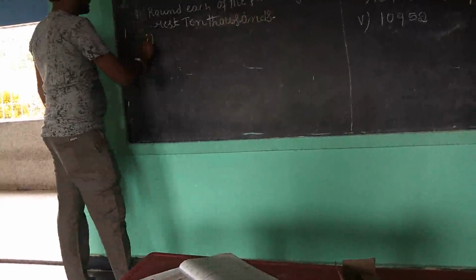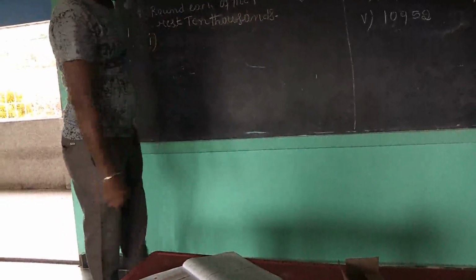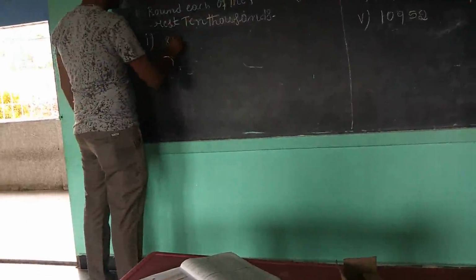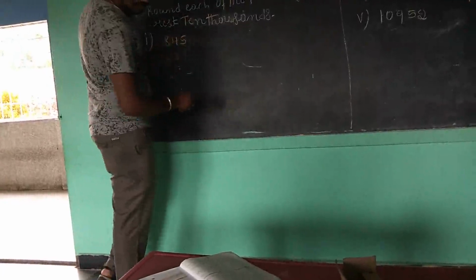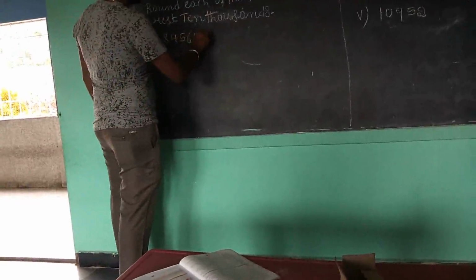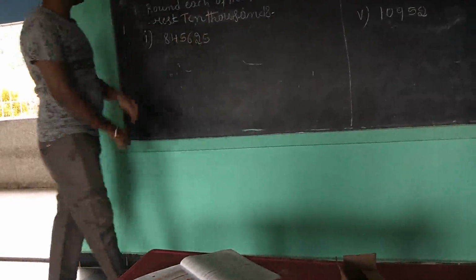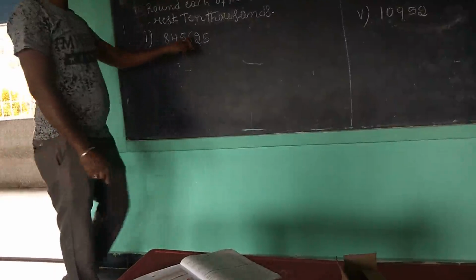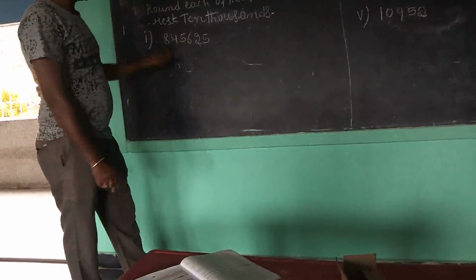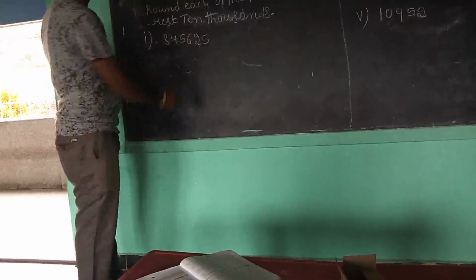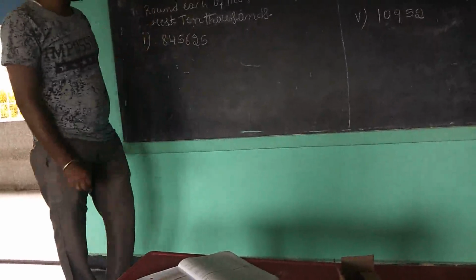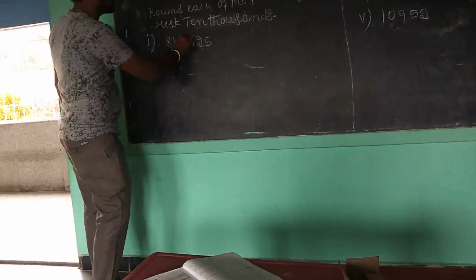Children, what is the first question? You want to take 84562, so 845 and then also 625. Children, you want to take the very nearest 10,000. Here ones, tens, hundreds, thousands, 10,000. How can we consider it, children? 8,45,625. Here 45,600 is there.